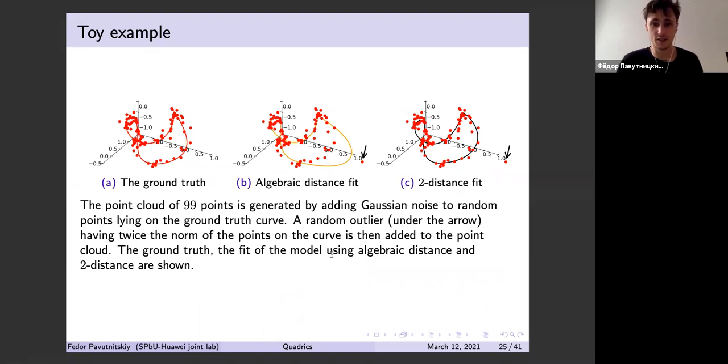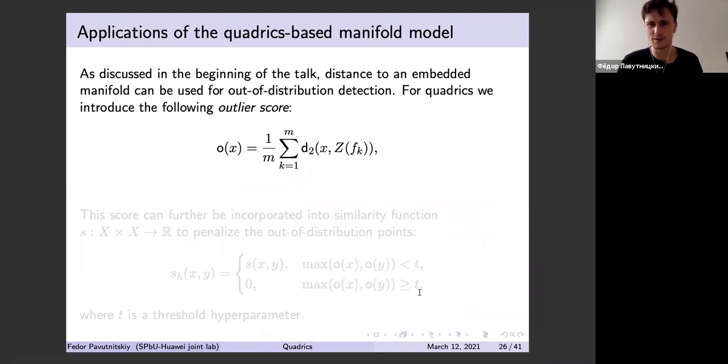Okay, so this is just an illustration. There will be more illustrations, but later. Okay, a couple more formulas. In the beginning of the talk, I mentioned that we want to use this quadrics model for out-of-distribution detection or anomaly detection, outlier detection. It's all the same. So we introduced the following outlier score. This is just the mean distance to quadrics, right?